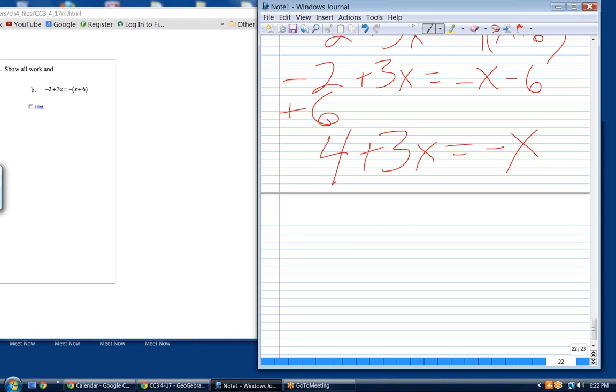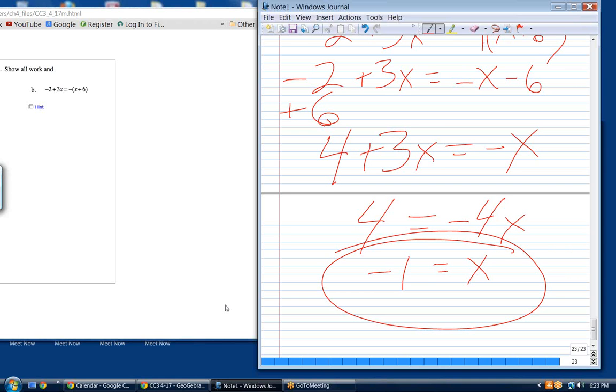Do you minus 3x? Okay, so that'll get rid of it from the left side. What's it give me on the right side? Minus 4x. Okay, what's the last step? Then you divide by negative 4. And you get negative 1. Yeah. Right. Okay.